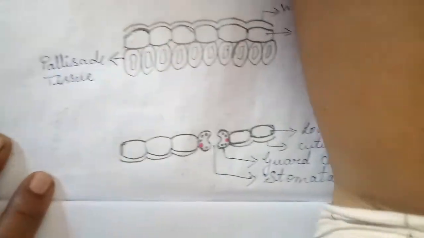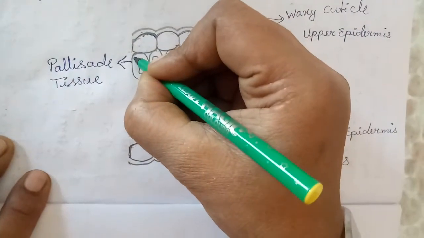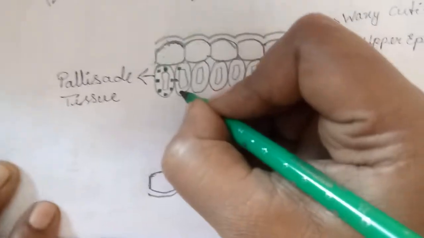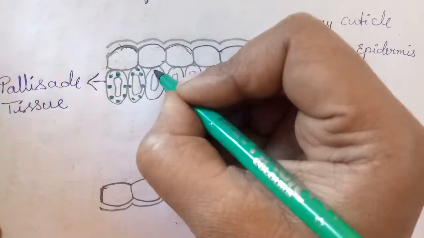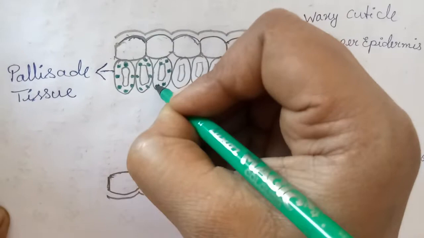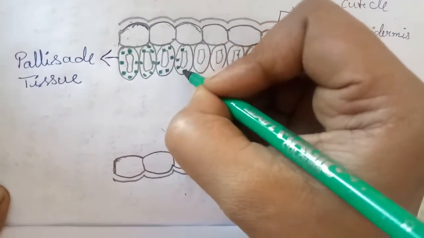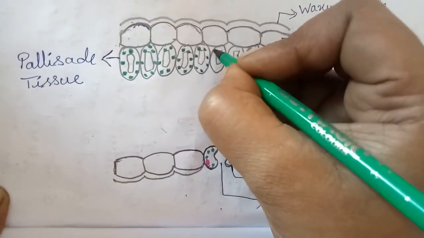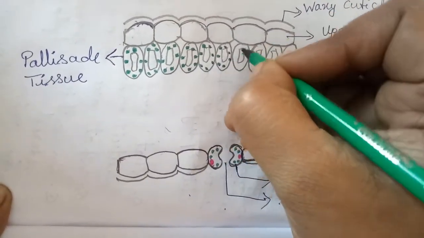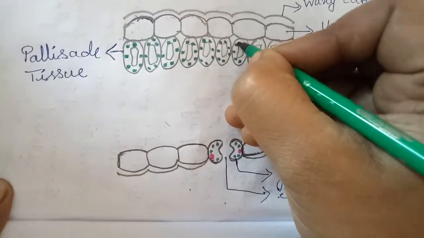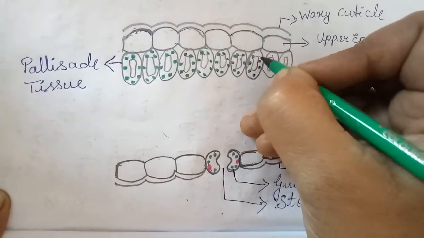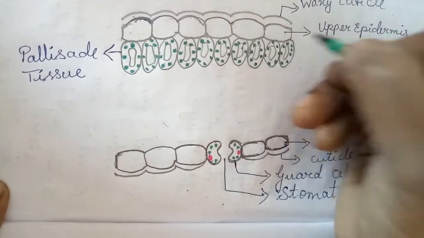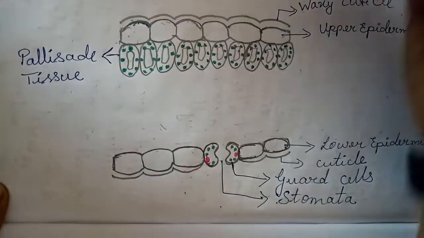This palisade tissue consists of many chlorophyll pigments. You will find an abundance of chlorophyll in these cells. So I am drawing with a green sketch pen dotted structures which represent the chlorophyll pigments. This is how I have drawn the chlorophyll pigments here. So you can see here these are the chlorophyll pigments.